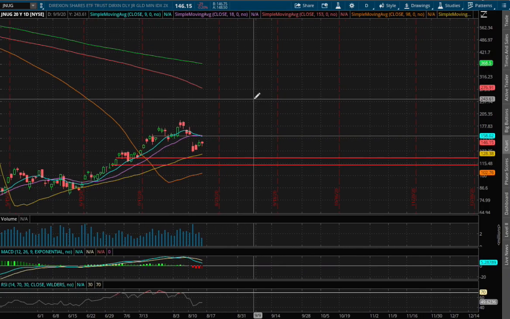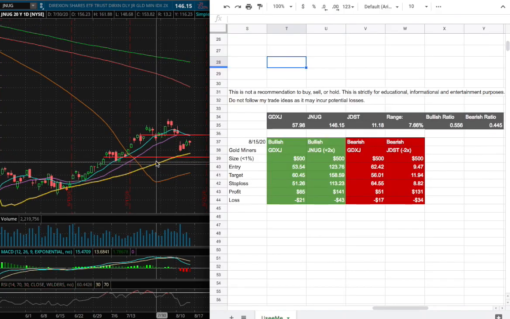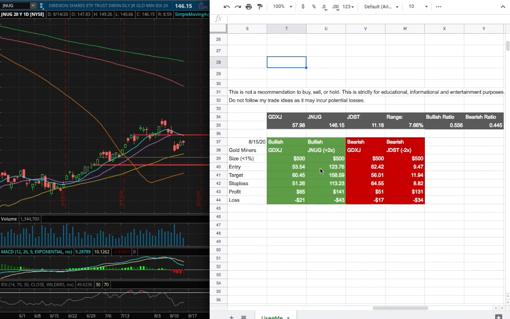So for the trade idea of the week, for my long entry onto JNUG, my position size will be less than 1% of my portfolio, and my entry will be $123.76. That is around slightly below the 50-day moving average, around this range right here.